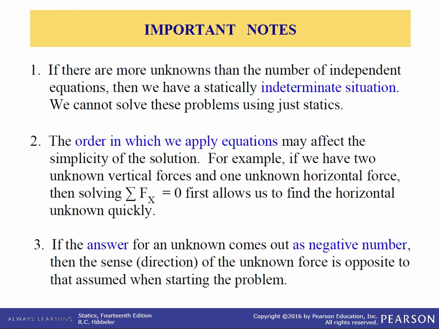Now, if there are more unknowns than the number of independent equations, then we call that statically indeterminate, and we can't solve those problems using just statics. Now, the order in which you apply those equations of equilibrium can make a difference in a problem. It affects the simplicity. So, for example, if we had these two vertical unknown forces and one unknown horizontal force, then solving for the summation of forces in X first allows us to find the horizontal unknown quickly.